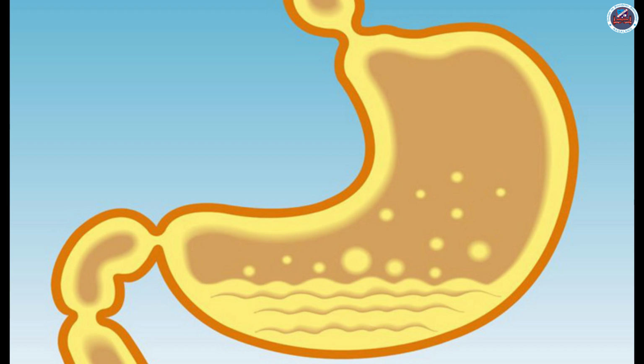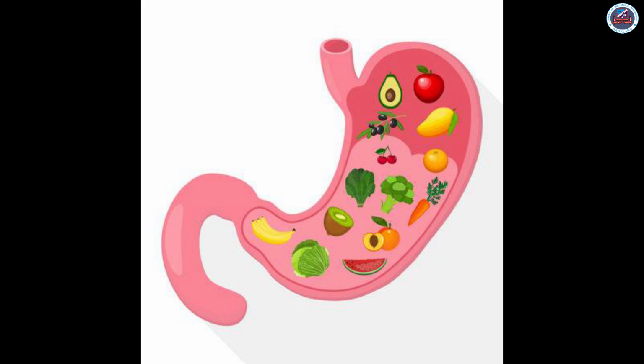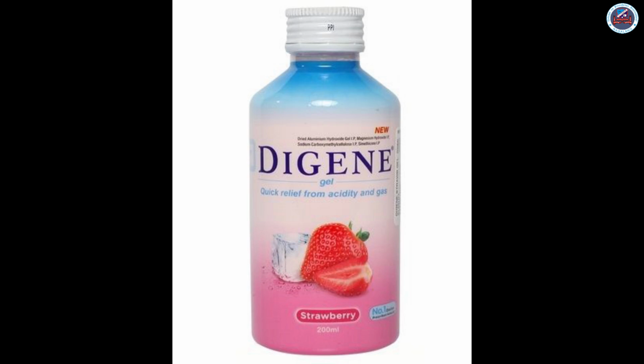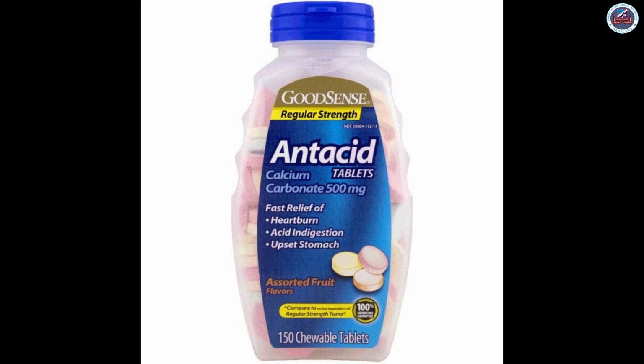Our stomach produces hydrochloric acid. This acid gives the stomach the right conditions to digest our food. If the stomach produces too much acid, we will have indigestion. There are many medicines that can help. They are all alkalis and they neutralize the acid. Sometimes these medicines are also called antacids.